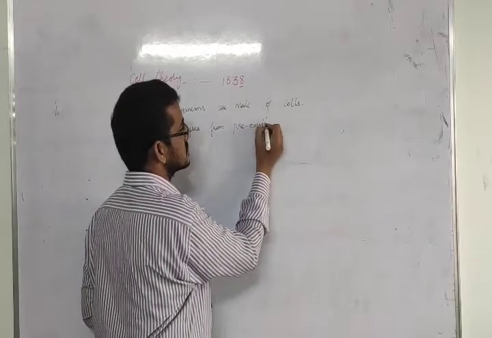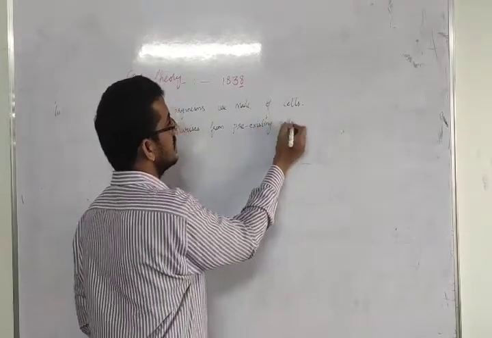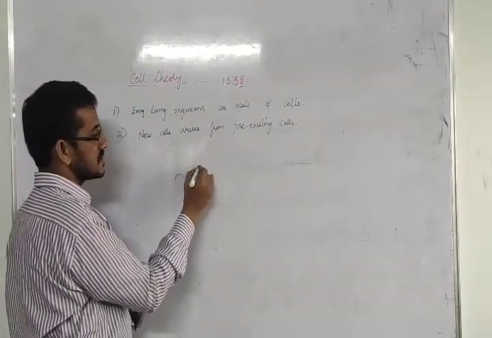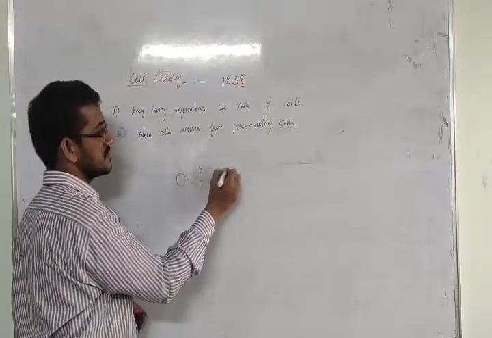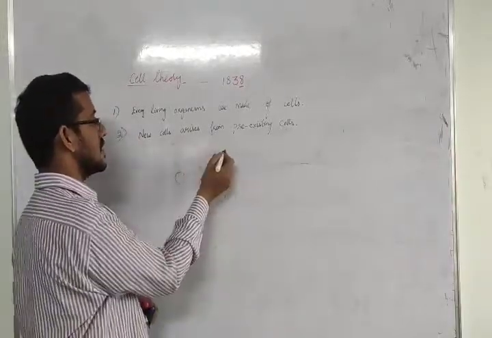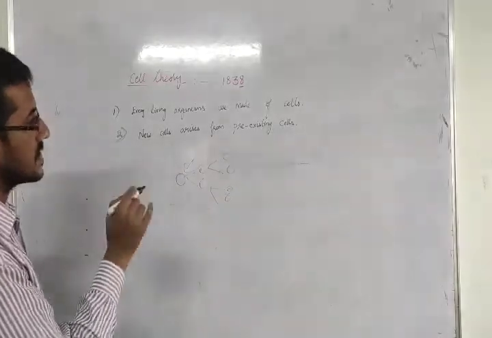Pre-existing cells. In cell division, what happens? One old cell will divide into two cells. These two cells again divide into four cells. So cell division will occur. New cells will come from old cells, already existing cells.